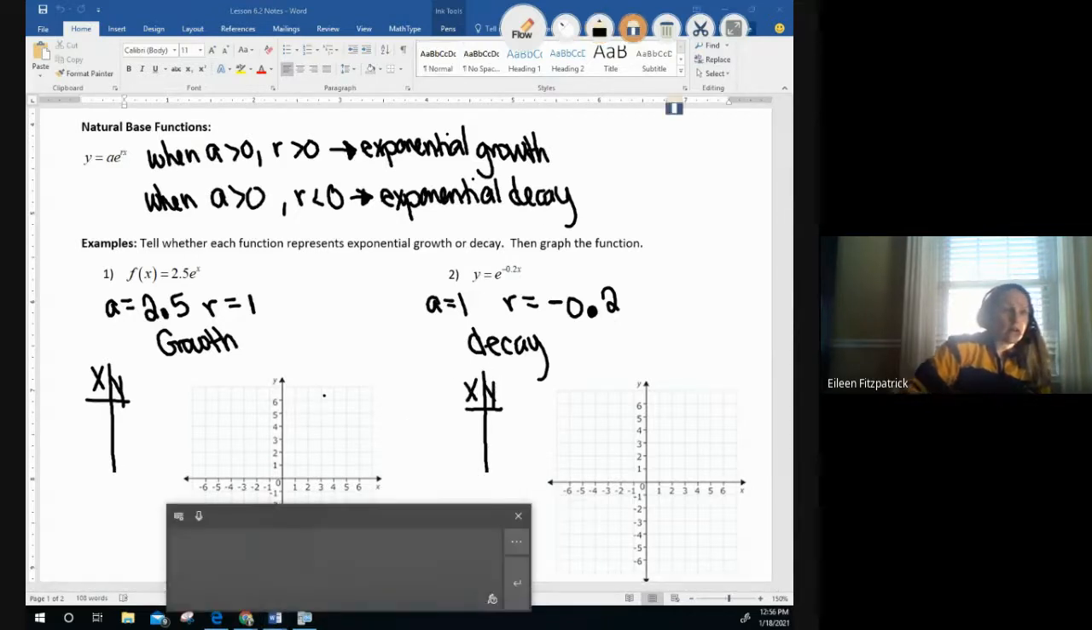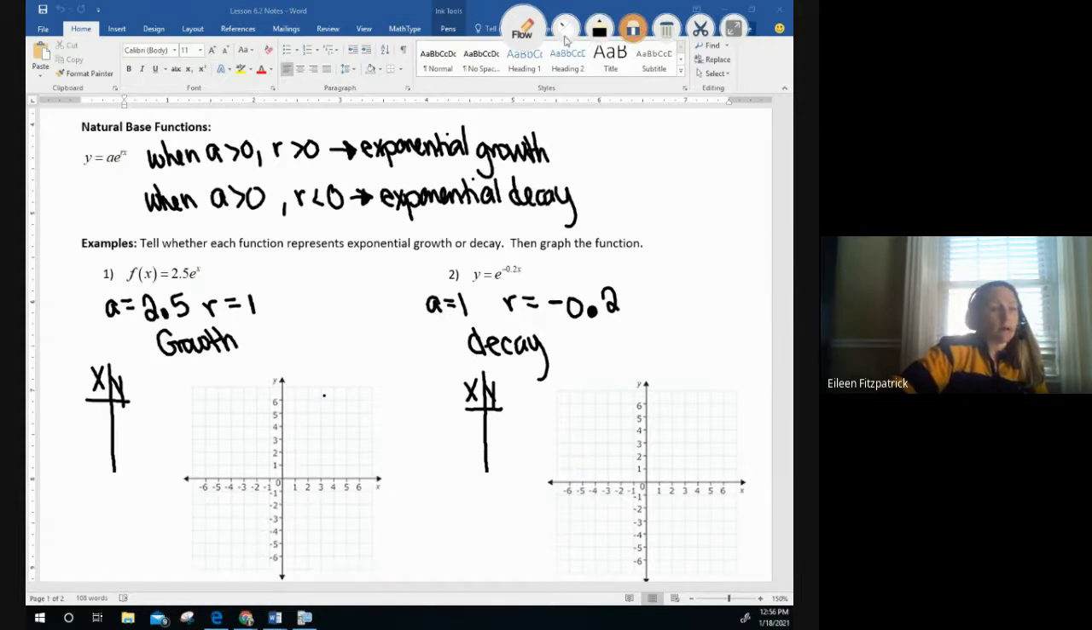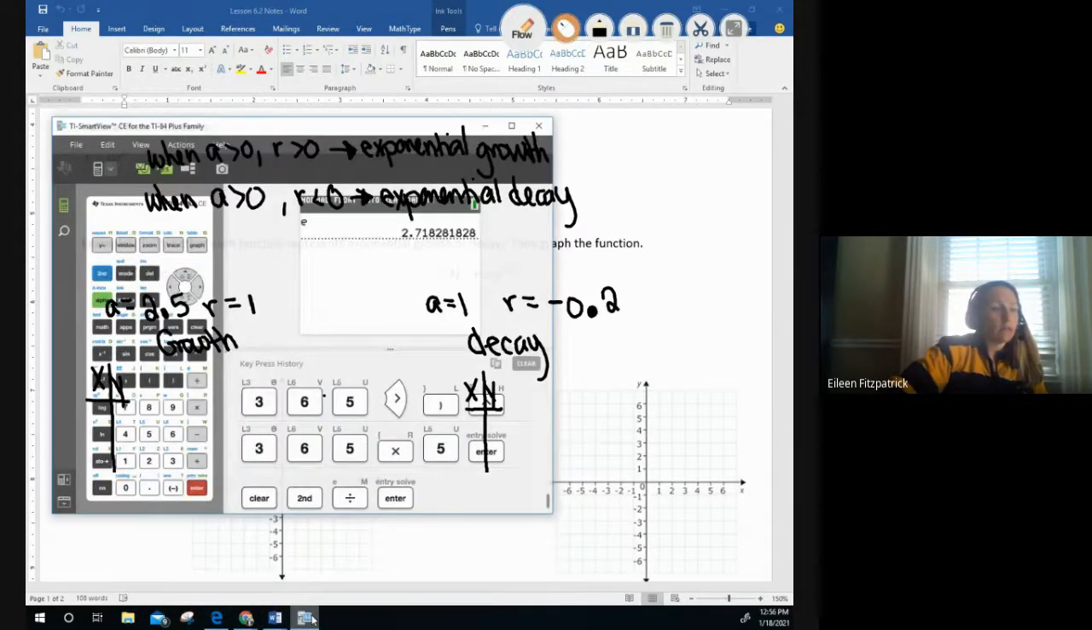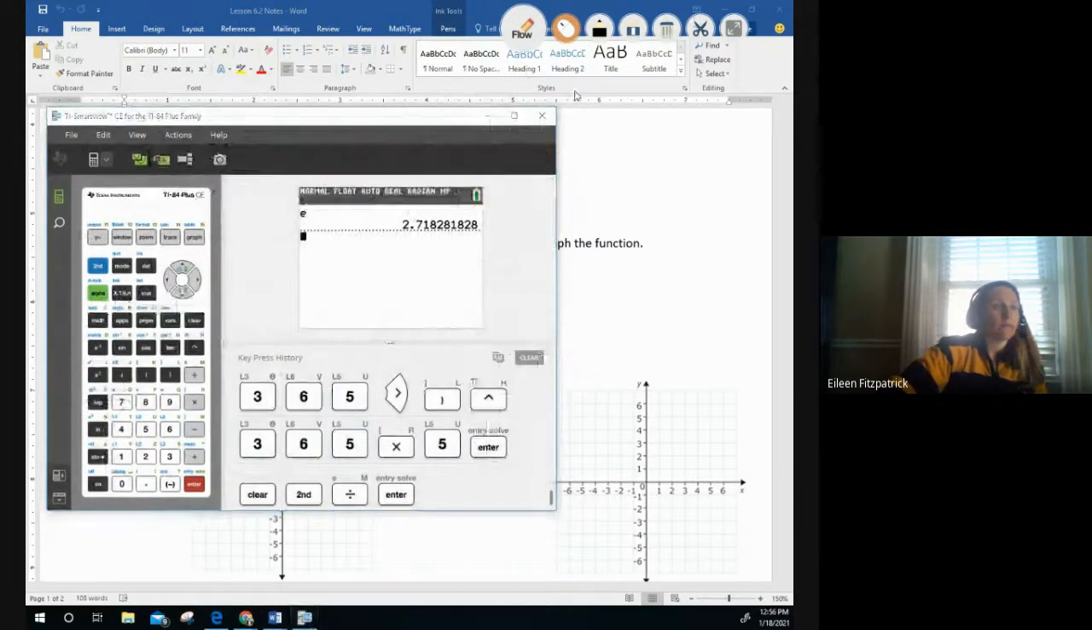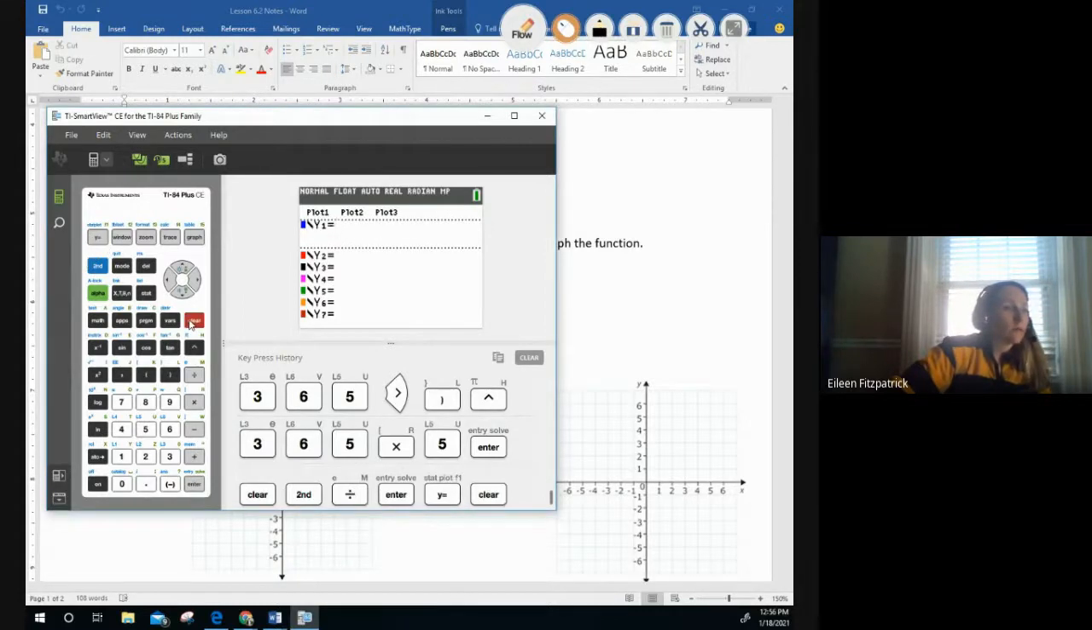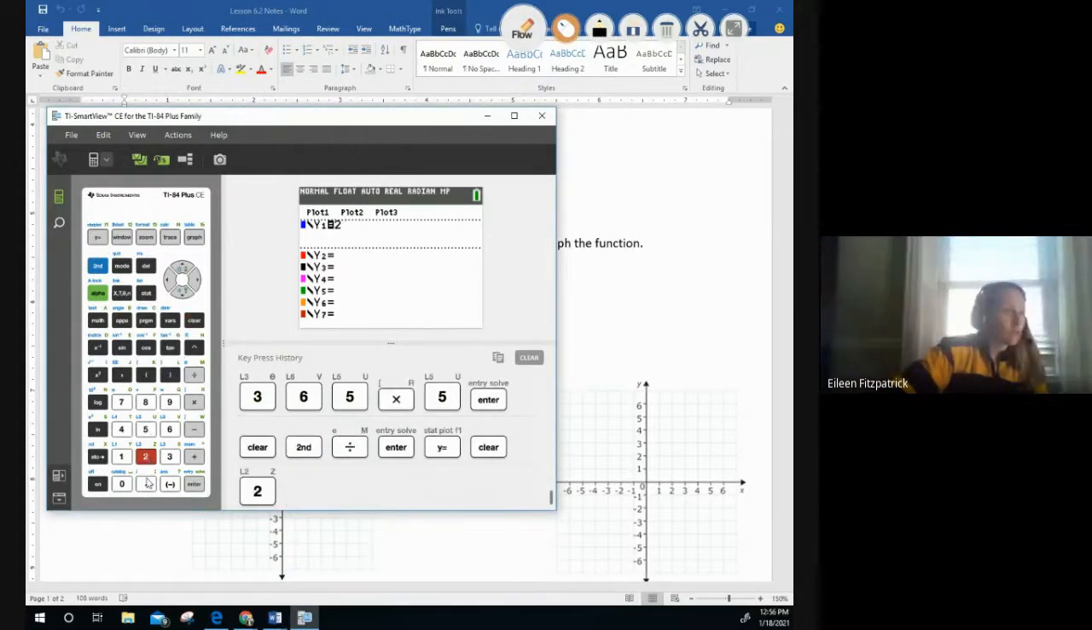Let me pull up my graphing calculator. Okay, so I'm going to go to y equals, clear out that one. So the first one is 2.5, and then I need my e, so second division, e raised to the x. And I'm going to graph.